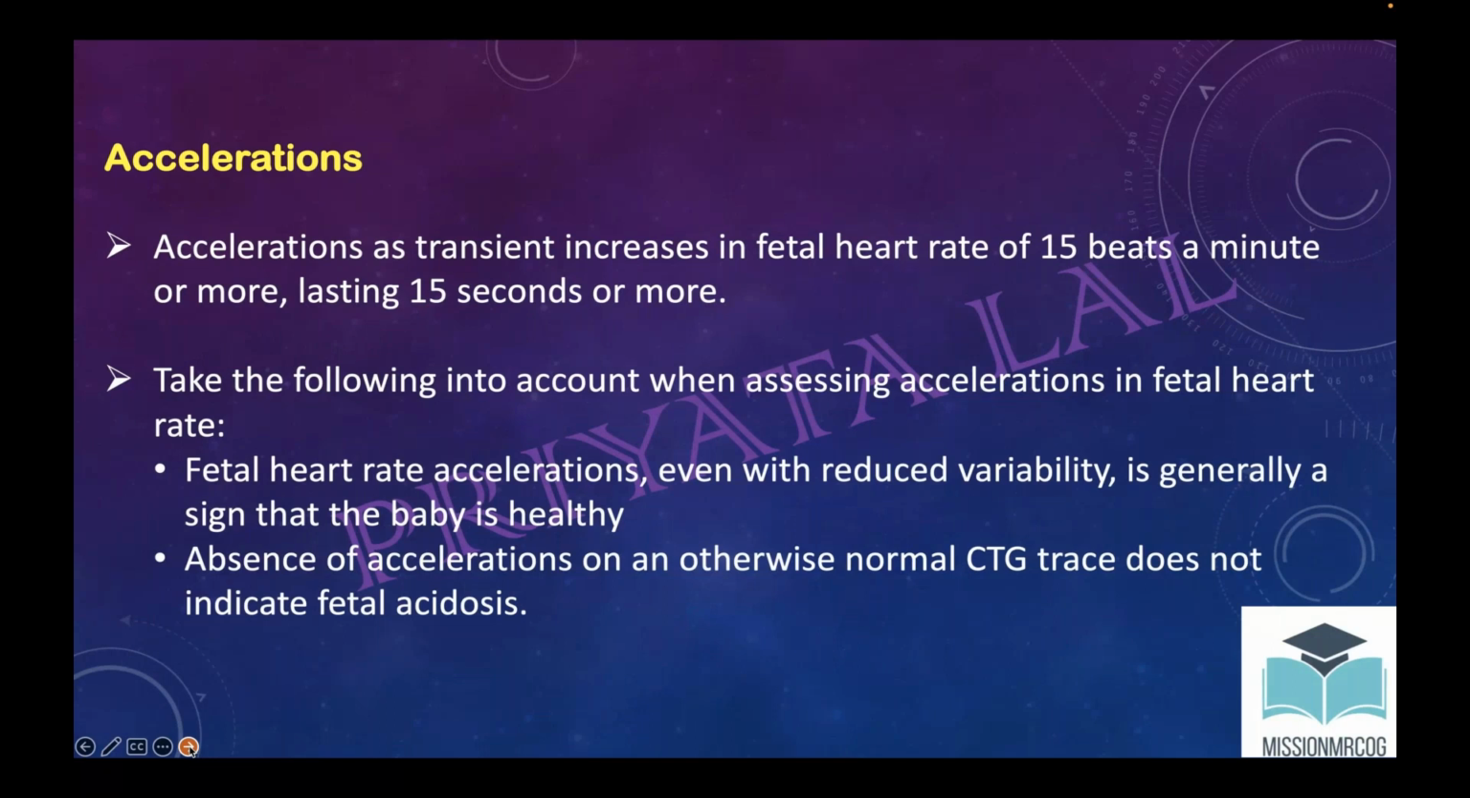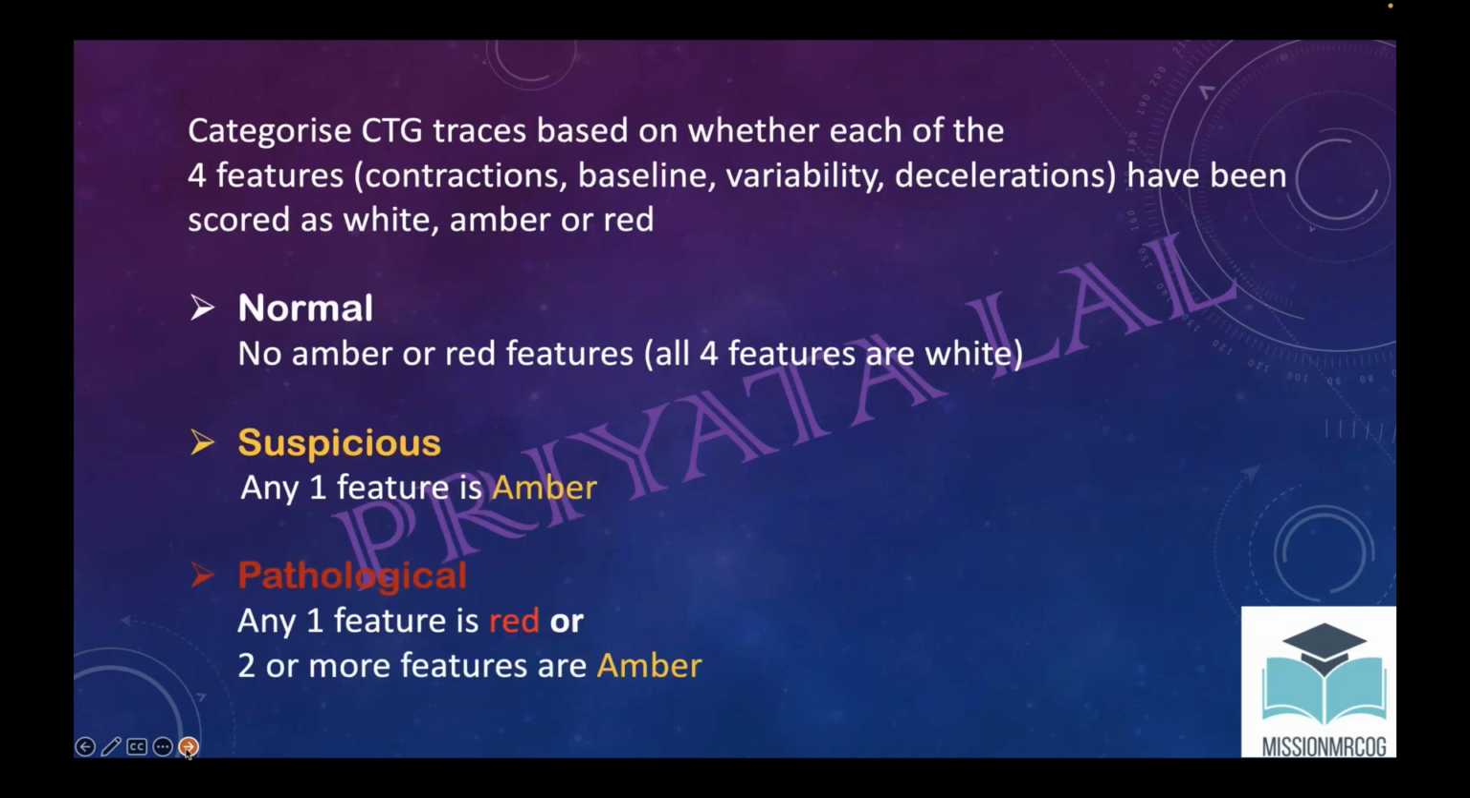Now this is the categorization. It is done on the basis of contractions, baseline, variability, and decelerations. So if all are white, then it is normal. If one is amber, that is suspicious. If two are amber or one is red, that is pathological. So this is the categorization of the CTG trace: normal, suspicious, and pathological. This is the color coding, the same as the previous guideline.